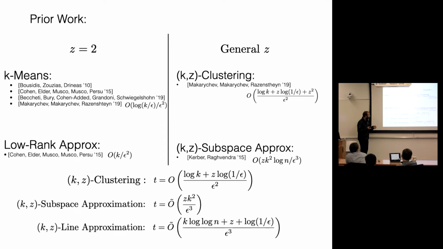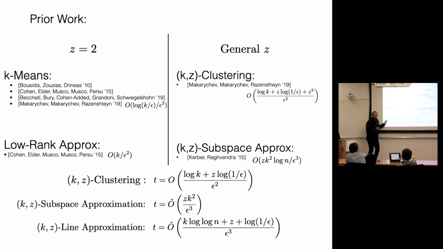And here are our new results. Now, I don't want to focus so much on the quantitative bounds. The key takeaway is that for k,z clustering and subspace approximation, the bounds are completely independent of n as well as d. So somehow this is saying, look, for these problems, the dimension that you need to project to is completely independent of the problem size. It just depends on the formulation of k, z, and epsilon.